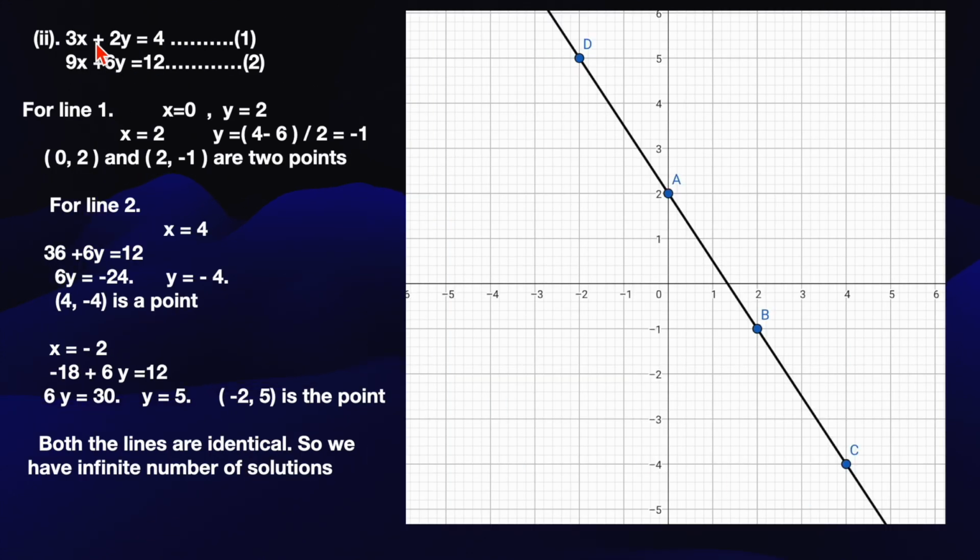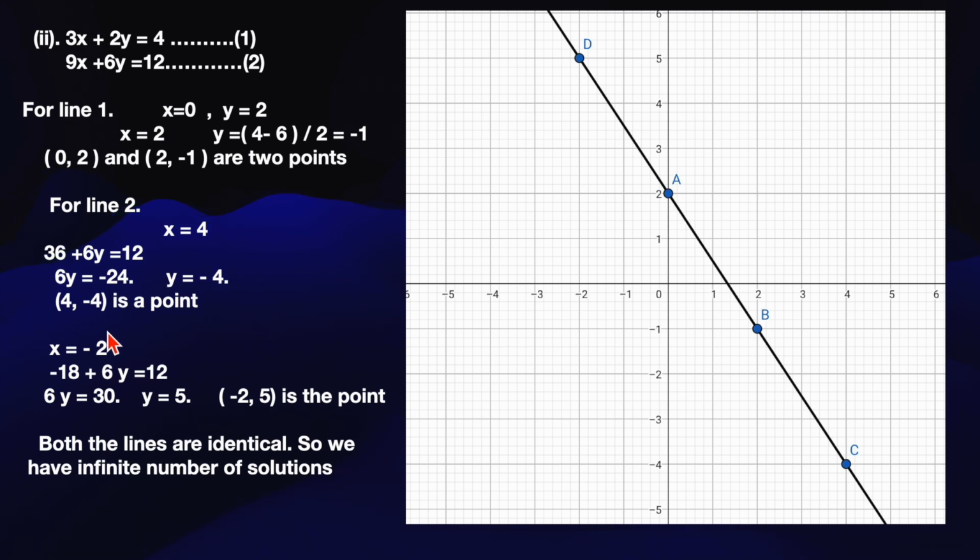Okay, let's do another sum. 3x plus 2y is equal to 4. 9x plus 6y is equal to 12. So there are two equations here. We will get 2 lines. Take the first equation. Put the value of x as 0. You get y is equal to 2. Put x as 2. You get y is equal to minus 1. So 0, 2 and 2, minus 1 are the 2 points. Let's plot. 0, 2 is this point and 2, minus 1 is this point. So this is the first line when you join them.